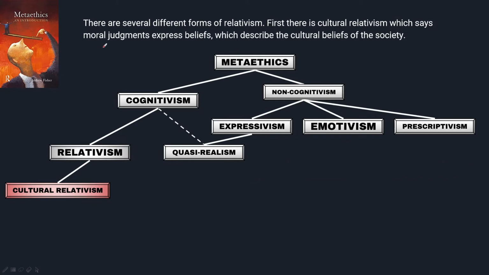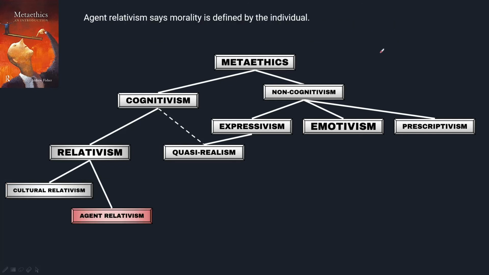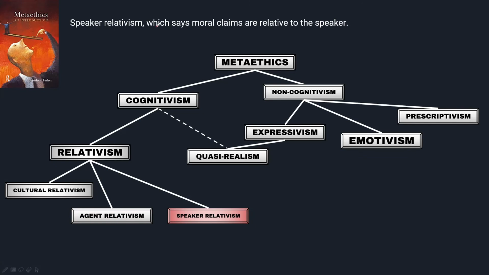There are several different forms of relativism. First, there's cultural relativism, which says moral judgments express beliefs which describe the cultural beliefs of the society. Agent relativism says morality is defined by the individual. Speaker relativism says moral claims are relative to the speaker.